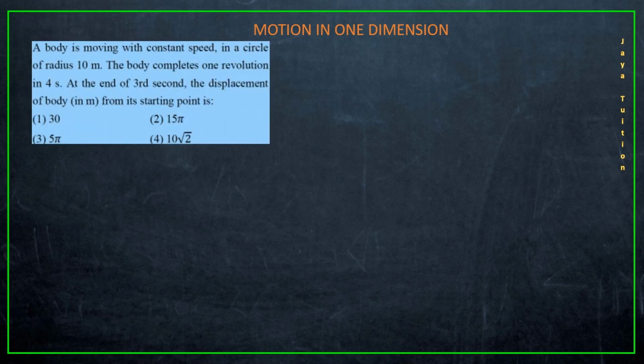In this question, a body is moving with constant speed in a circle of radius 10 meters. The body completes one revolution in 4 seconds. We want to find at the end of the third second what is the displacement.